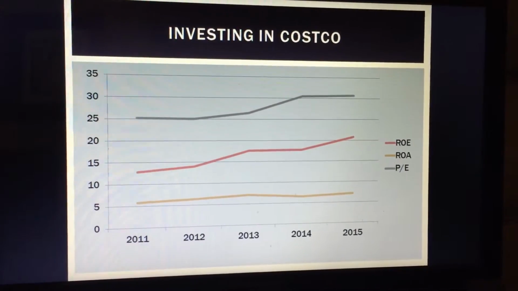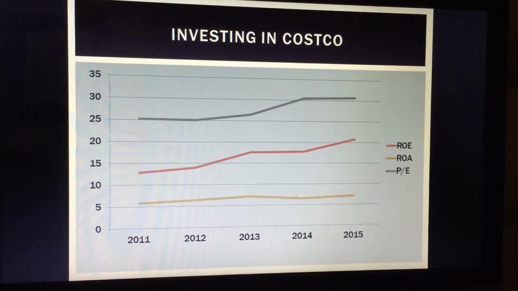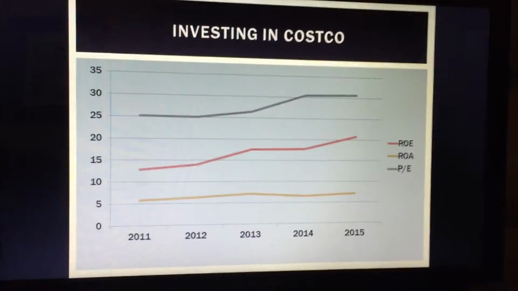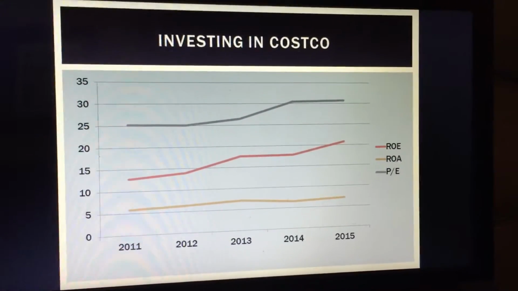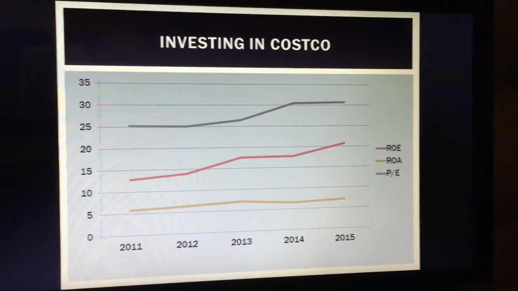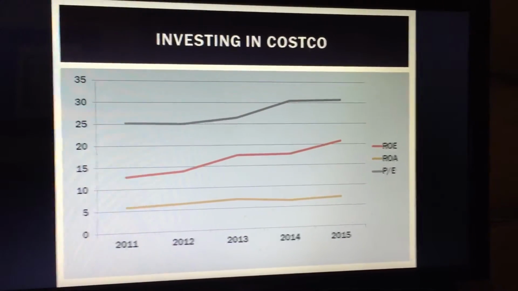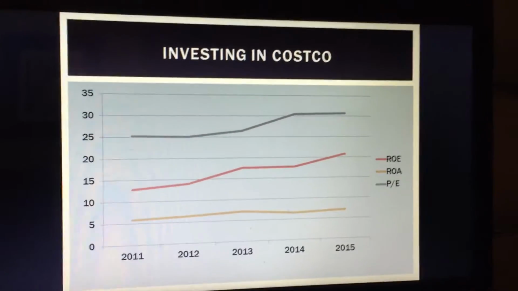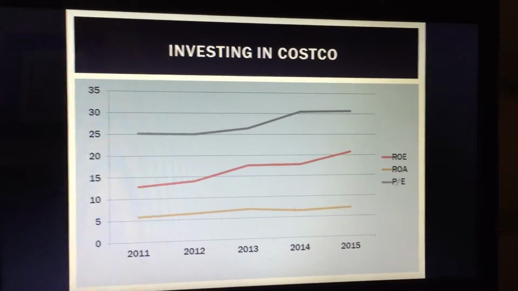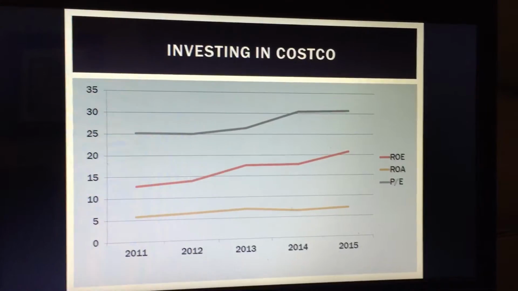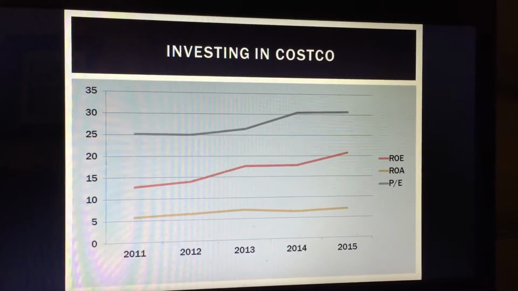You can see that the price to earnings ratio is significantly higher than ROE and ROA. This means that consumers or investors are willing to pay high market prices for the earnings that they will receive, and the ROE, return on equity, is pretty high.